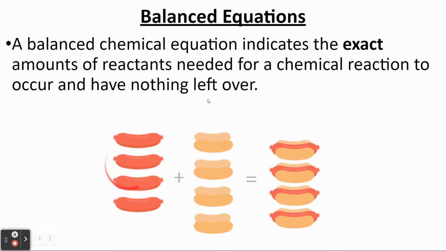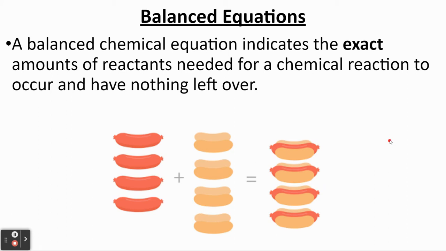So for example, here we have these 4 wieners over here and these 4 hot dog buns over here. Those are the 2 ingredients required, and that will make essentially 4 full hot dogs over here. Nothing left over, 1 for each bun over there, and we get our full 4 hot dogs.